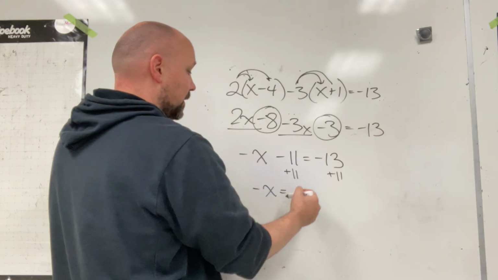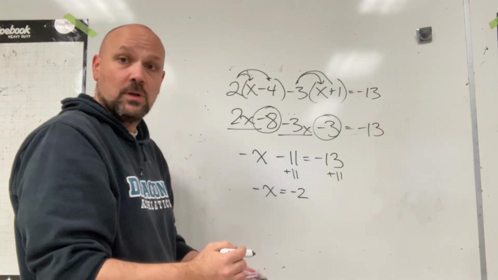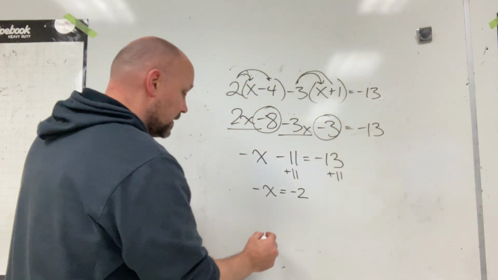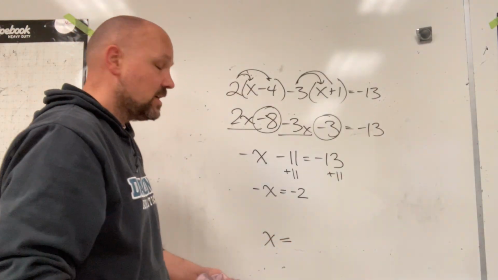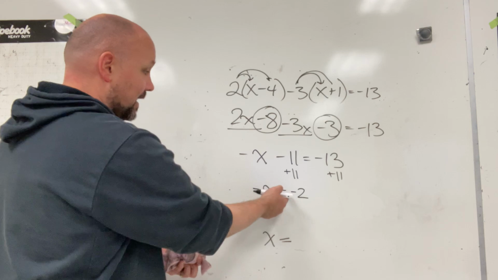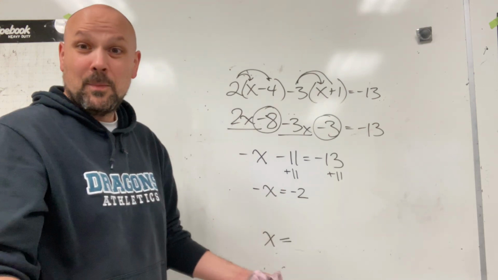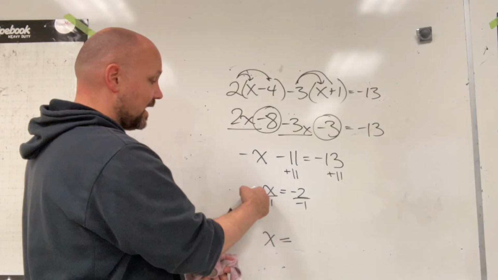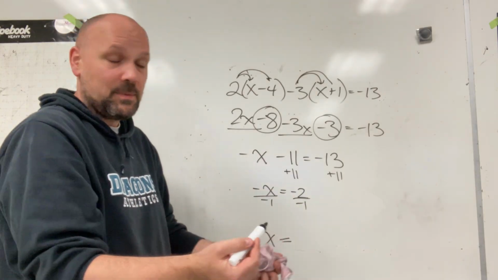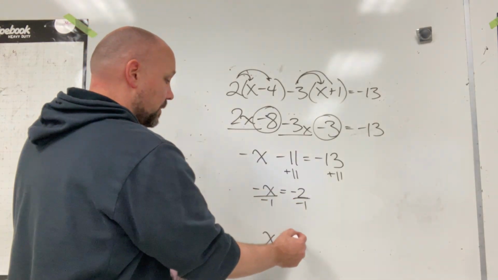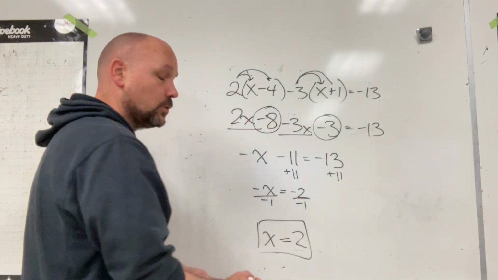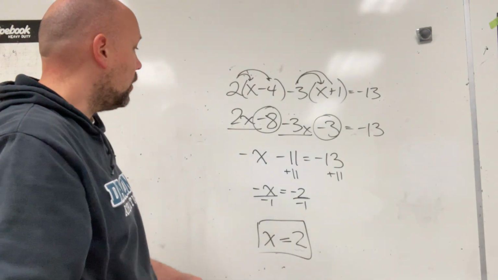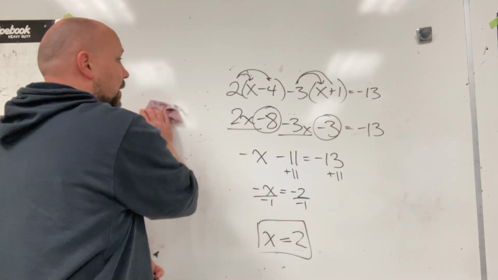So negative 13 plus 11 is negative 2. And now I have that negative x is negative 2. So I got to figure out some way to find out just what x is. So either you know that because that's negative, x is going to be positive 2. But if you don't know that, you just divide by negative 1. Because this is like negative 1 times x. So you divide by negative 1. So negative 2 divided by negative 1 is positive 2. All right. Okay, let's see what else can happen.